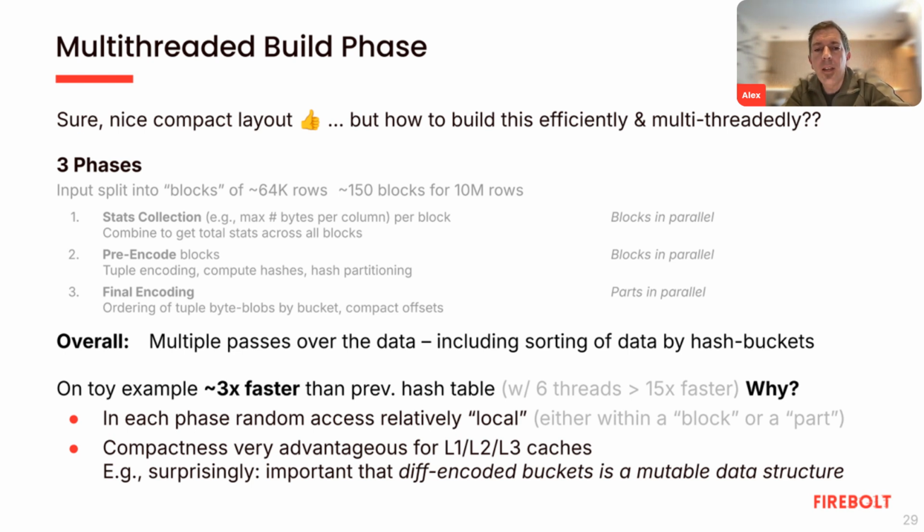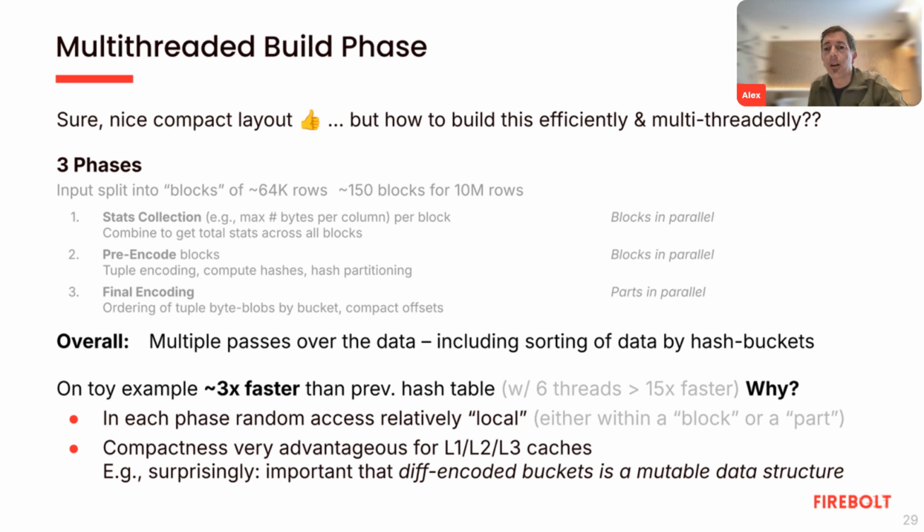So first of all, each of these phases has random access that is relatively local. So it's either within a block of data or it's within a part of data, as we call them. And this local access is always nice because then we can reuse things that are in the so-called CPU caches already. So that really generally speeds up computation quite a bit. In general, also the compactness, like putting such an emphasis on having compact data structures, is also just generally nice for these CPU caches, because again, more things fit into these caches, and then we can access them more quickly if we need to access them multiple times.